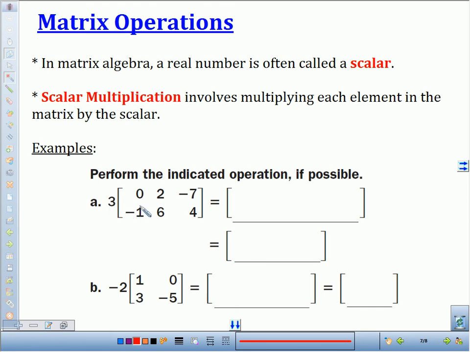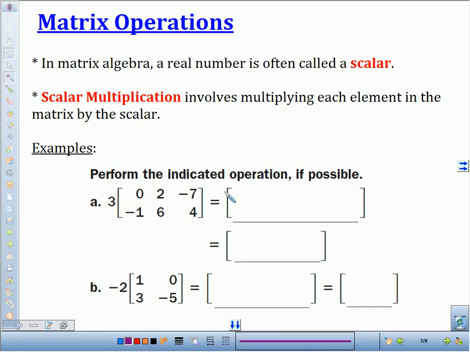You can see in our examples, I have elements inside this matrix, and then I have a scalar outside. I have a scalar outside here as well. Those numbers outside are the scalars. Scalar multiplication involves multiplying each element in the matrix by the scalar. So every element in the matrix gets multiplied by whatever the scalar happens to be. So I have 3 multiplied by every number inside this matrix.